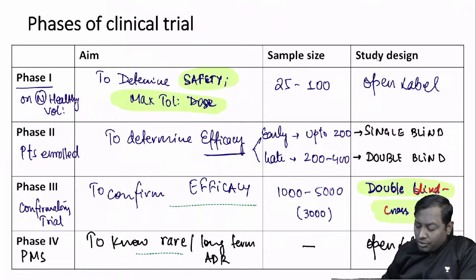Sample size you can very easily remember. Phase 1 will have around 100, phase 2 somewhere revolving around 200, phase 3 will be around 3000, and phase 4 has no limitation. There is no limitation on the phase 4 clinical trial.